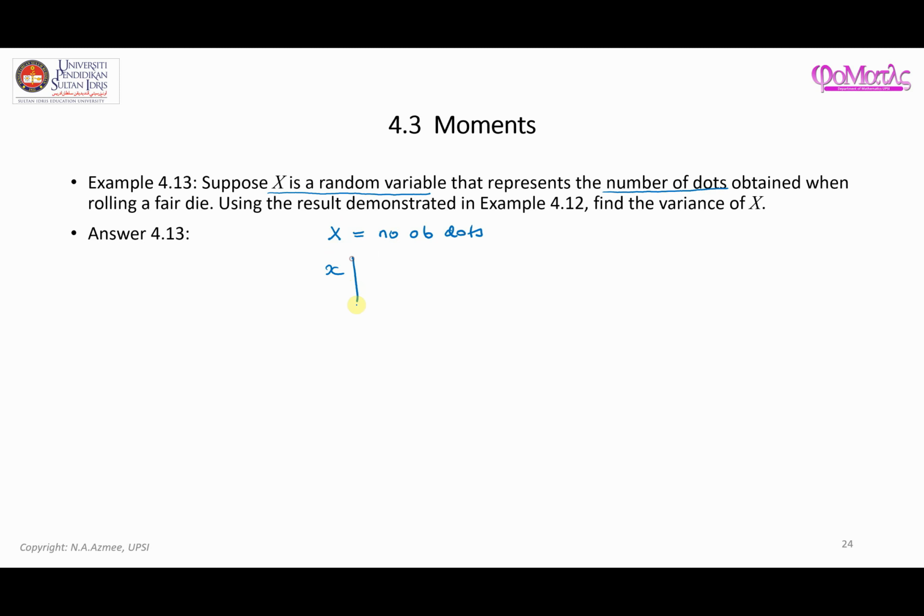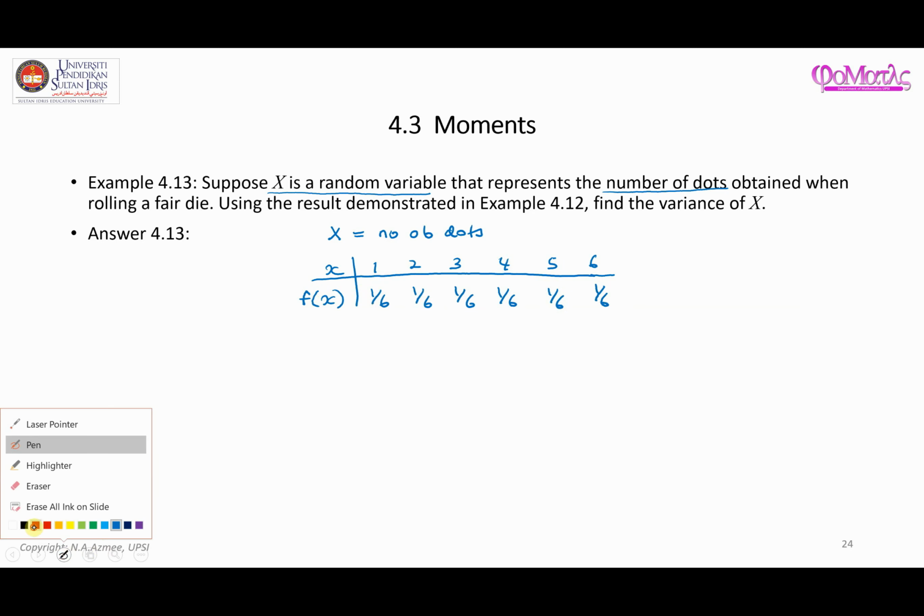So x can take values such as 1, 2, 3, 4, 5, 6. And we know that in this case, f(x), the probability of getting 1, 2, 3, 4, 5, and 6, is going to be 1 over 6 for each outcome, because the die is fair. All right, so that's a little bit of background on random variable x. And the question is asking us to find the variance of x.